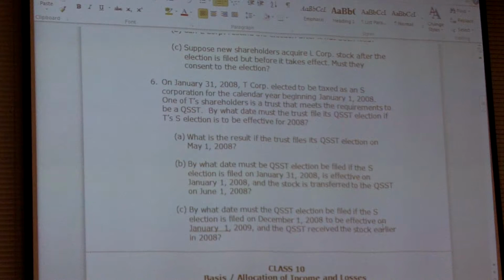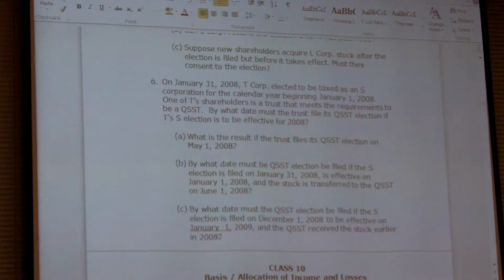Think about it this way. In order for the S election to be effective as of 1/1/08, all of the corporation must be eligible to elect as of 1/1/08, which means it has to have all eligible shareholders as of 1/1/08 for the entire period. In order for the QSST or potential QSST to be an eligible shareholder, it has to elect to be a QSST. There's a separate election that's filed. So if it has to elect to be a QSST, what's the time period on the QSST election?